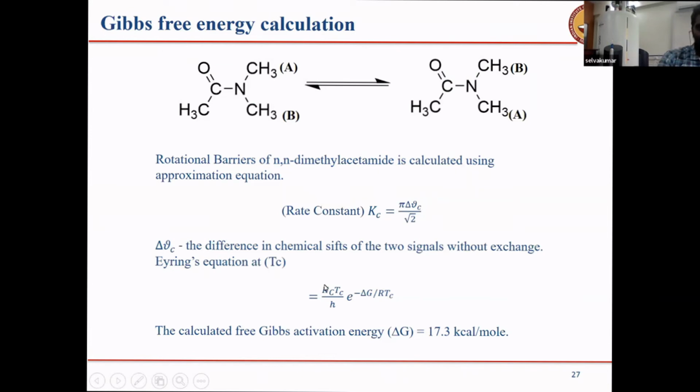So this transition is happening in the molecule. At room temperature, the rotation is very slow. If you increase the temperature, the rotation speed is very high. This formula will give the Gibbs activation energy.